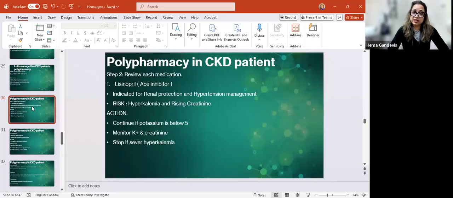So we're going to decide to keep it or to discontinue it. Our action plan would be to continue lisinopril if the patient's potassium levels are below 5. We're going to monitor his potassium, we're going to monitor his creatinine, and if he develops hyperkalemia, we're going to axe it out.